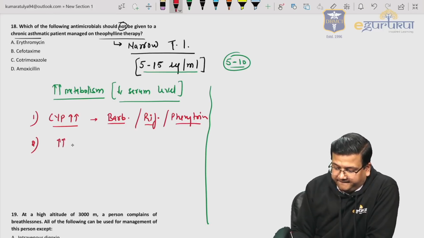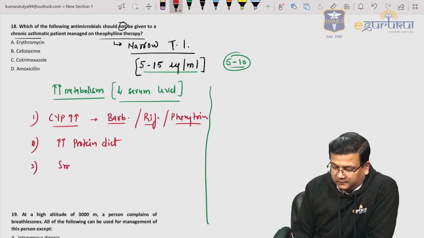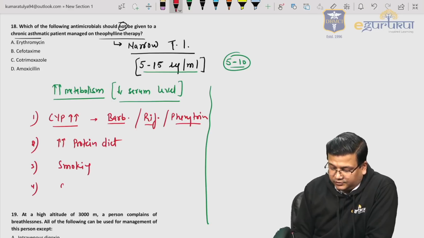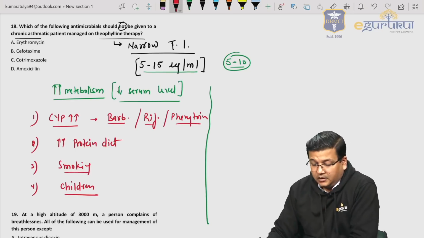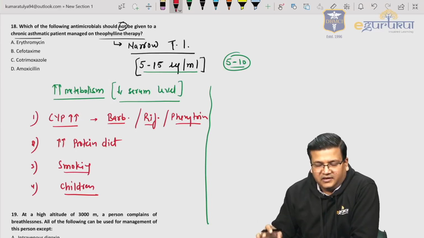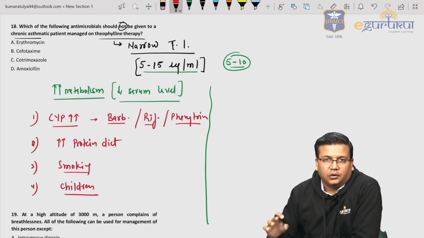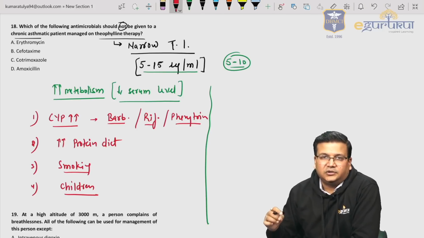High protein diet: metabolism increases with high protein diet. Smoking. I said smoking increases level, that was wrong. Smoking increases metabolism. And 4th is children. So these are the 4 things that we have to be aware of: any drug that induces cytochrome, like barbiturate, rifampicin, phenytoin, high protein diet, smoking and children, they all will increase the metabolism of theophylline, its serum level will fall and its action will decrease, so it will become ineffective.